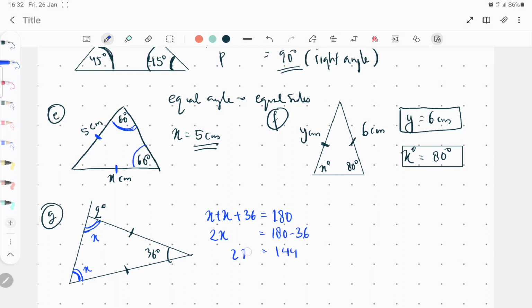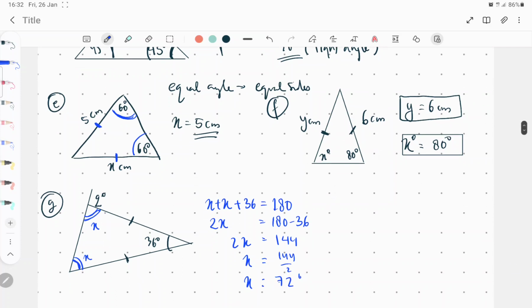144 is 2X, right? So how do you calculate the X? As simple as 144 over 2. X equals 72 degrees, right? After you get the X at 72 degrees, we are calculating the Q, because X is not what we're going to find. The objective is to find Q.